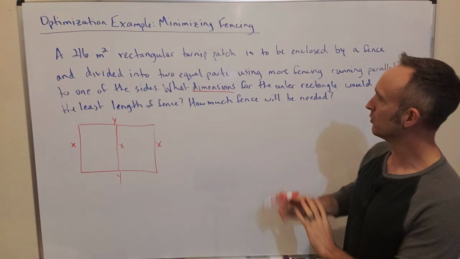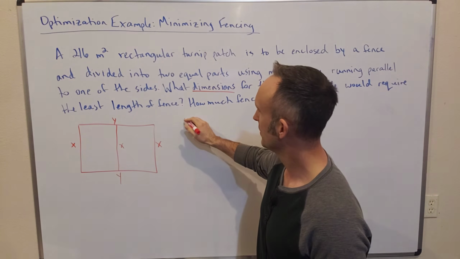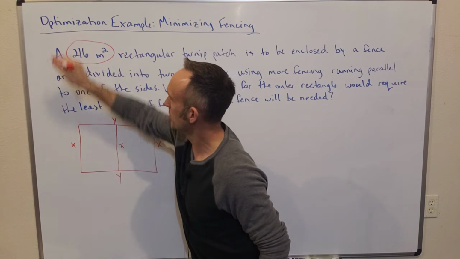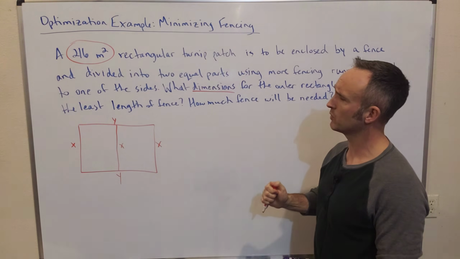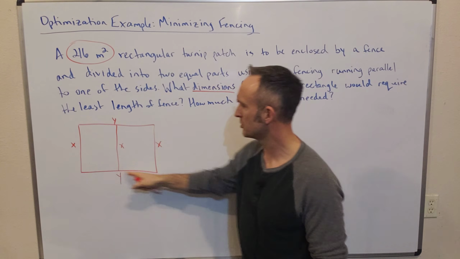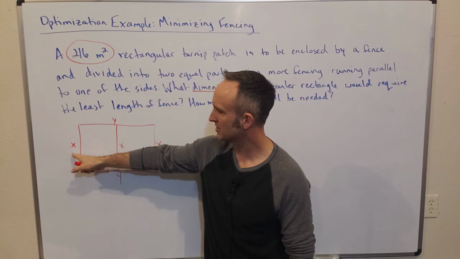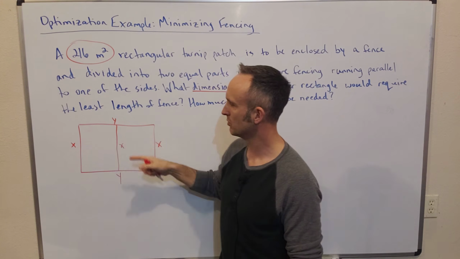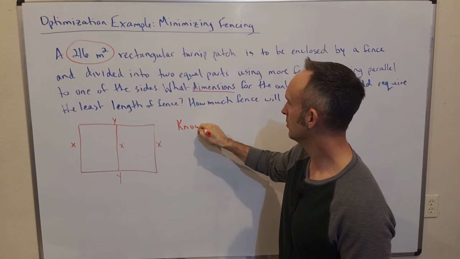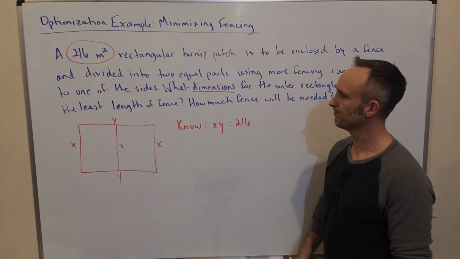The next thing we need to look for in this problem is a known relationship between x and y. So if we look at this, we have to utilize this 216 square meter number somehow. And so that's the area of the entire rectangular turnip patch. That could be calculated by multiplying the x dimension by the y dimension. So we know that x times y equals 216.